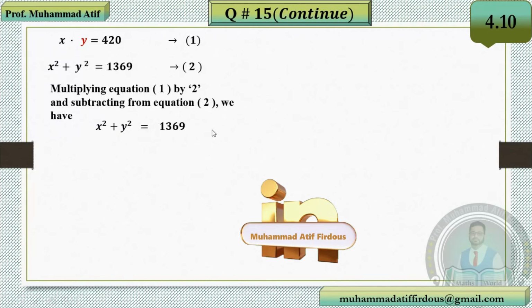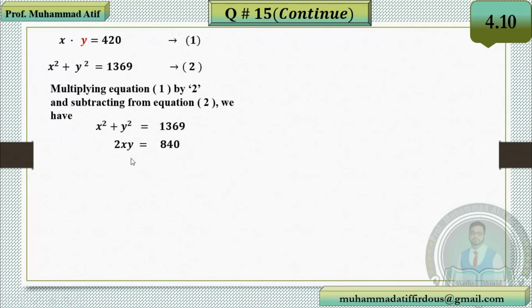Just write this equation 2. This is your equation 2. Just multiplying equation 1 by 2. Why do we multiply equation 1 by 2? You can see after subtracting you have a formula, x square minus 2xy plus y square, and subtracting 840 from 1369 you have 529. So just remember, to solve this type of equation, this is a very simple way: just multiply the linear equation by 2 and just subtract.